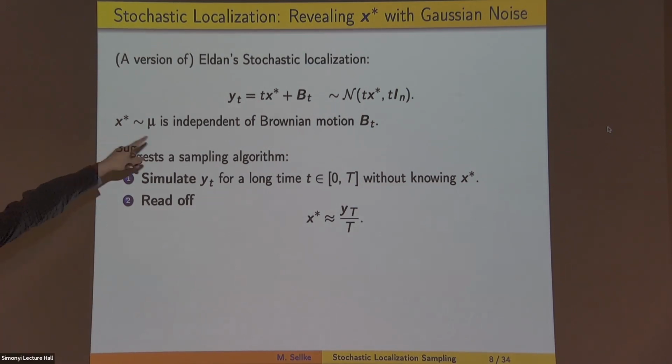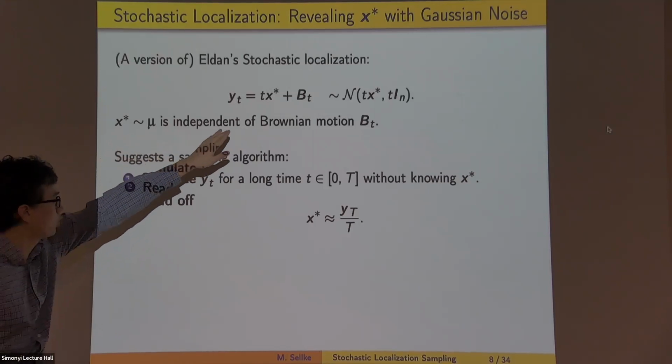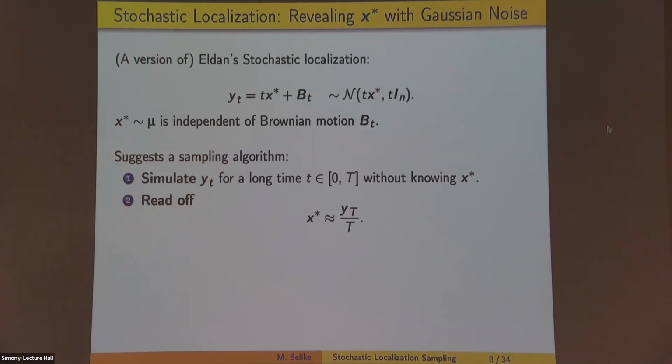Both x star and Bt are random, but there are two ways to think about it. You can first sample x star and then do a Brownian motion with a deterministic drift, or you can average this distribution over continuous Brownian motion type paths over the initial choice of drift.